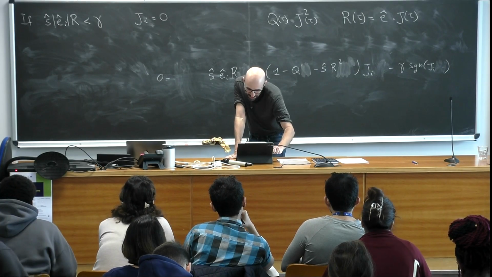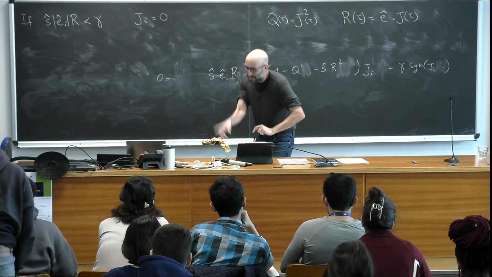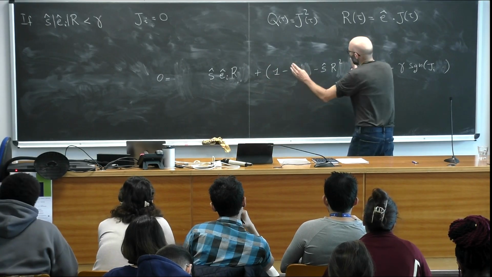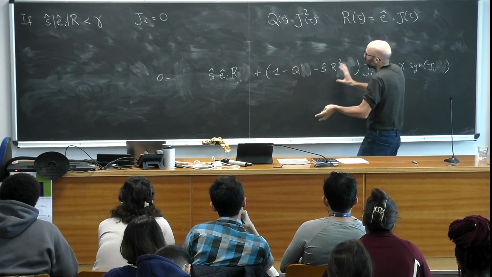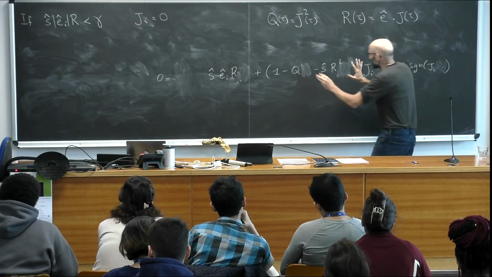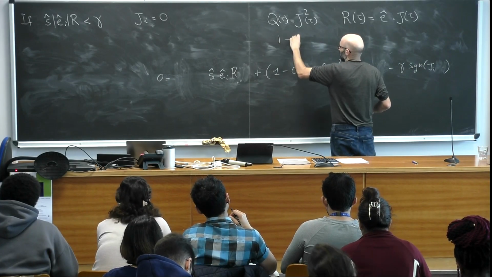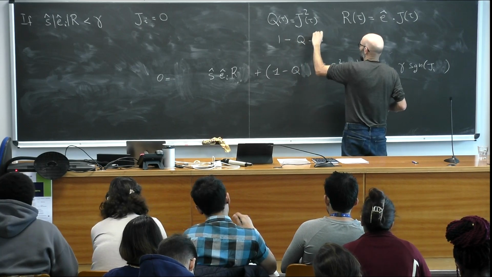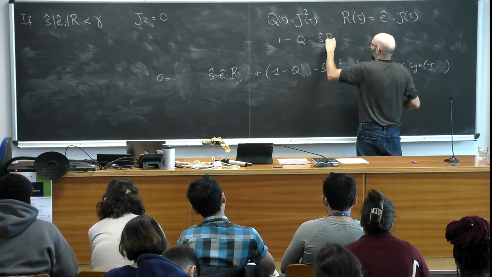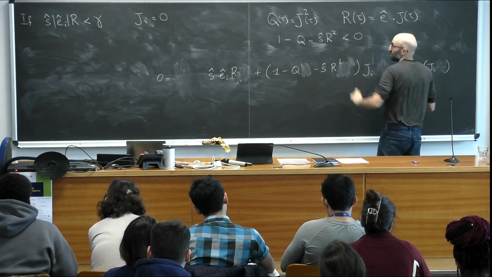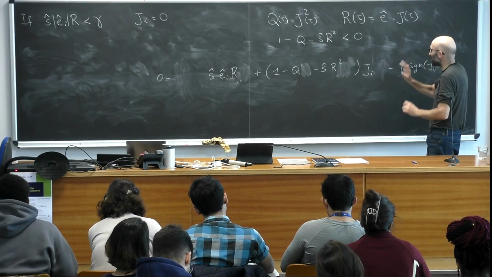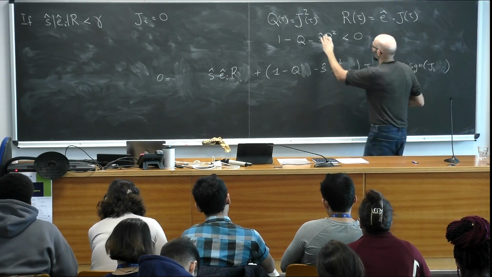I said things in the wrong way. I have to assume that this thing is negative. Sorry, not positive. Otherwise, it was wrong. So this should be negative. So let's assume that 1 minus q minus s hat r squared is negative. And then things work. So we will check later that this is the case.